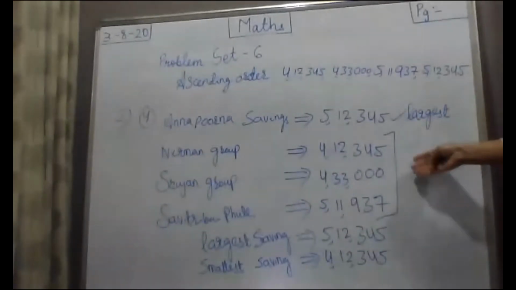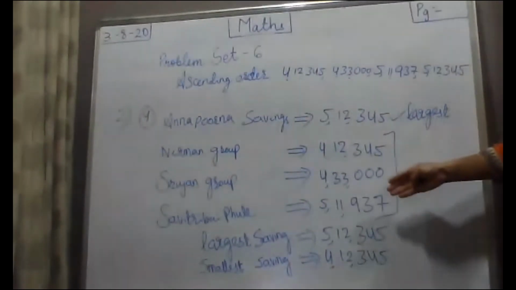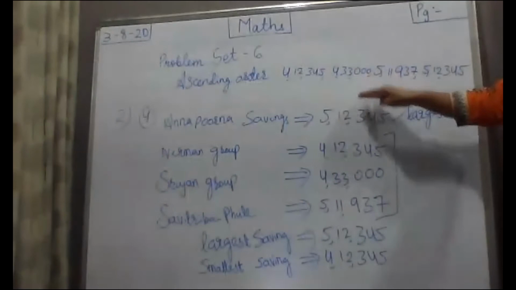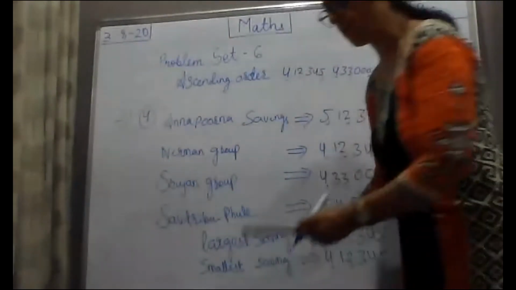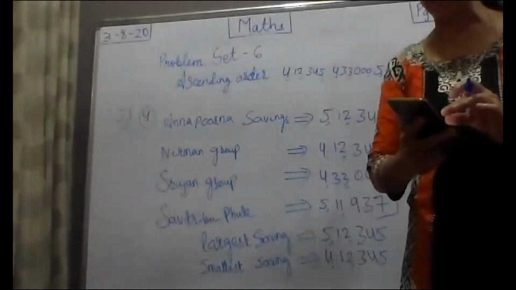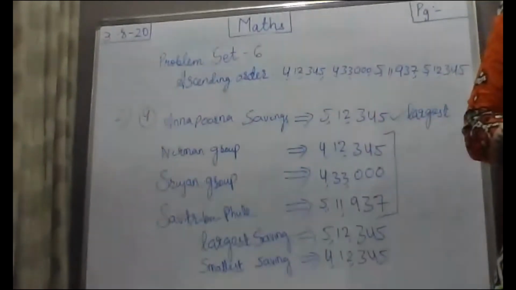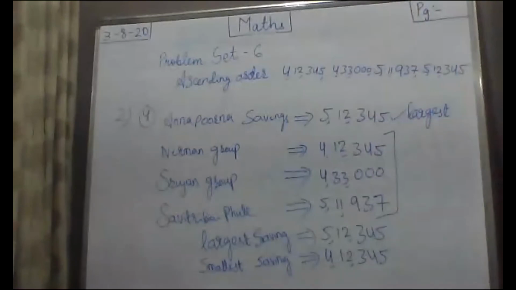Okay, this way you just do problem set number 4. Okay, fourth one, and then ascending order. I just solved this sum on the board. So complete this problem set number 6. Like this way, today we finish problem set number 6. Okay, so complete this, and I hope that you all understood how I explained. Complete your notes, write it in your proper notebooks.